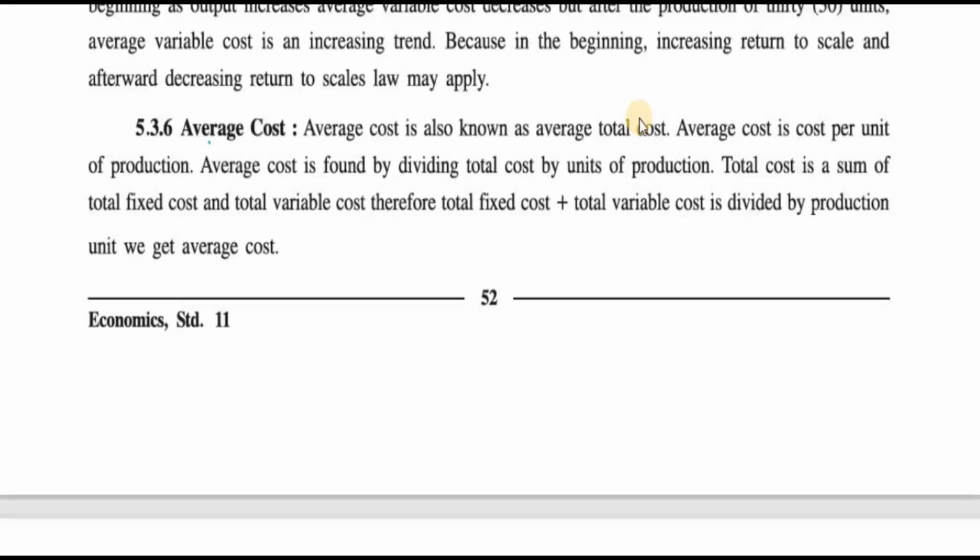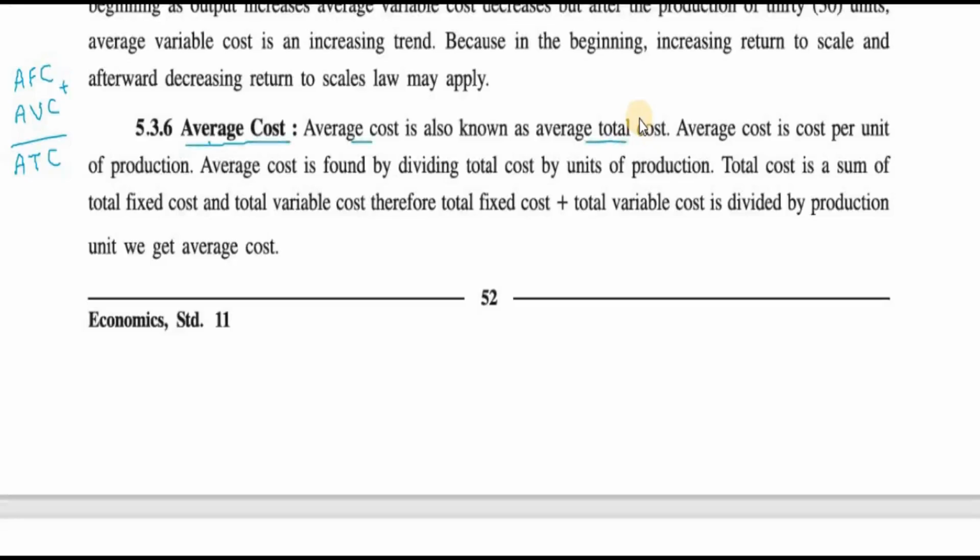Hi friends. So in the previous video we talked of the average fixed cost. We saw the graph of how the average fixed cost looks. Then we talked of the average variable cost, and now we are going to talk of the average total cost. The addition of these two gets average total cost, also known as only average cost. So average cost is average total cost.